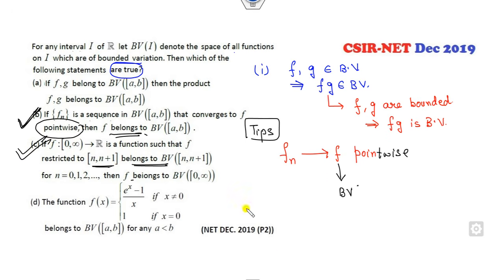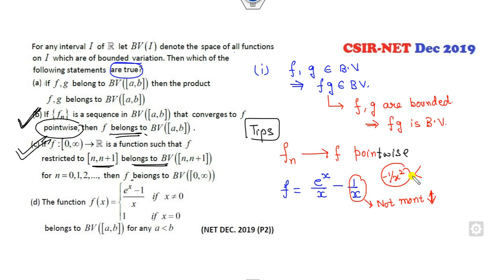Look at the last option. If I quickly rub on this side, the function is here. Does it belong to this or not? Clearly, this function is not monotonically decreasing. Why? Because it's a monotonically decreasing function whose derivative is minus 1 by x square, which is a decreasing function. So the difference of them, if both are monotonic increasing, then only is it a bounded variation. So it means it is not a bounded variation.